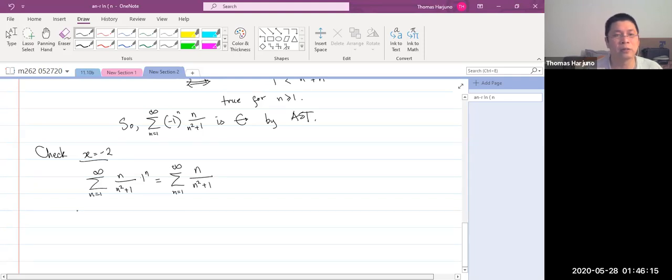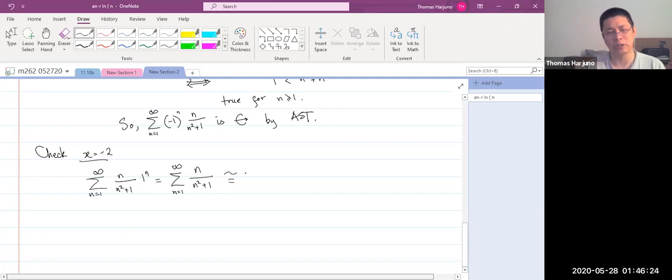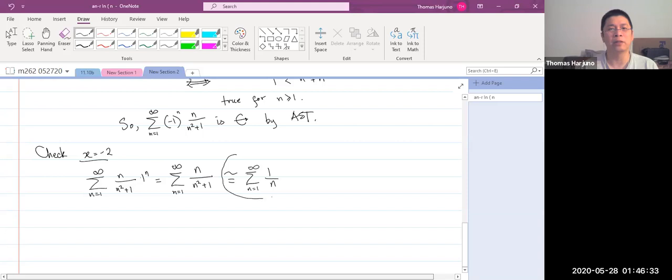Nobody says anything. Okay, convergent. It will be convergent. Notice that this is actually similar to 1 over n. Okay, so I will do limit comparison tests.